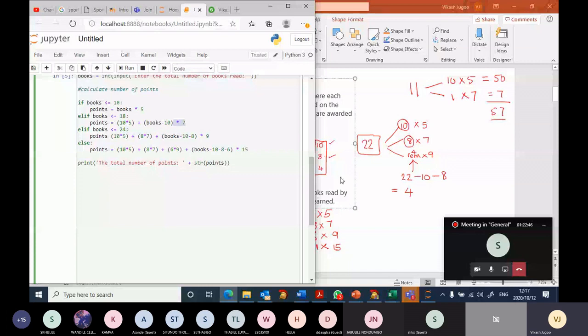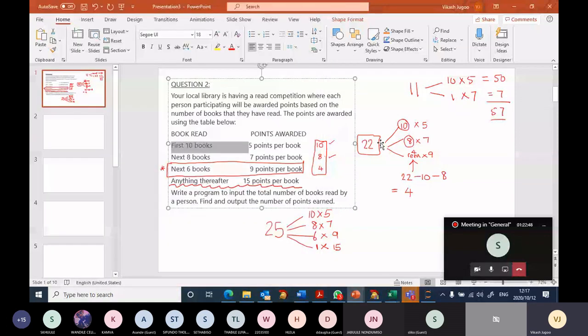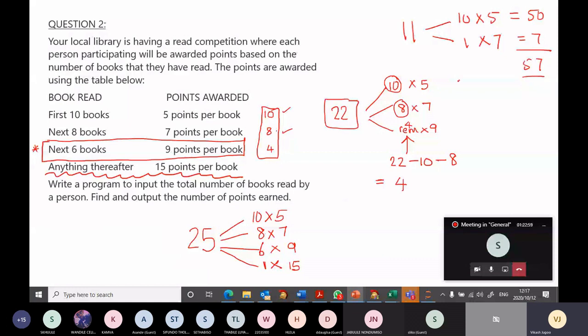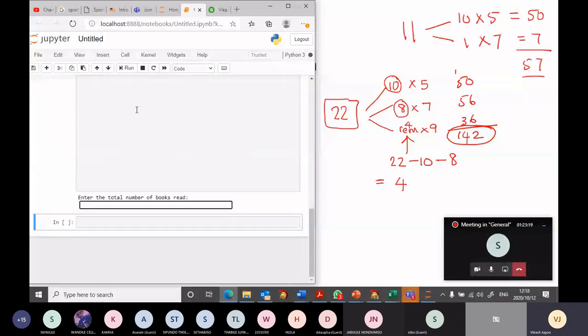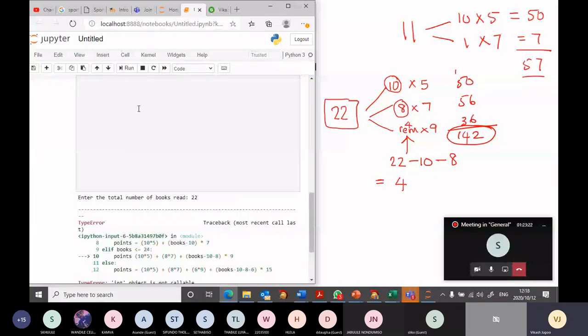Okay. The third case, 22. I've already worked this out, but I didn't work out the final answer. Let's quickly work out this final answer for 22. What should I get? So that's 50, 10 times 5, 56, and 4 times 9 is 36. So that's 2 carry a 1, 5, 10, 13, 14. So 142. If I enter 22 books, I need to get a points of 142.